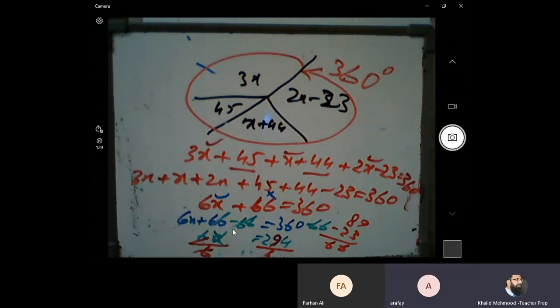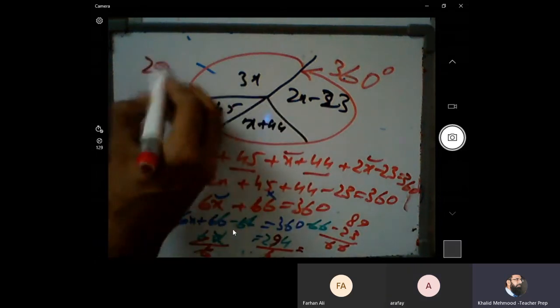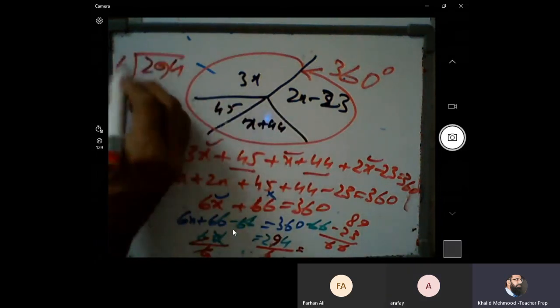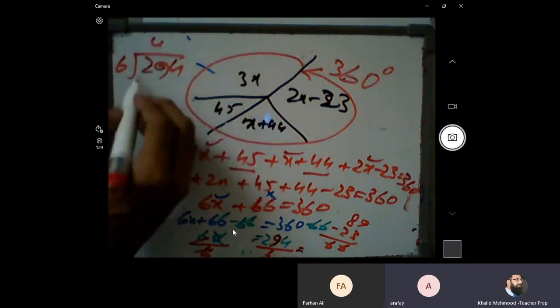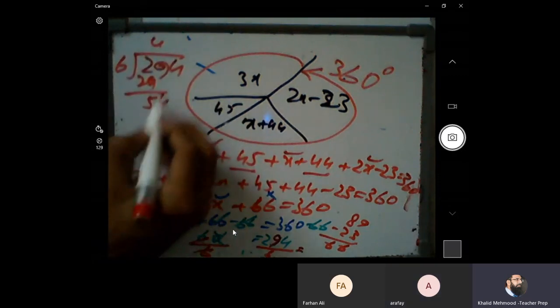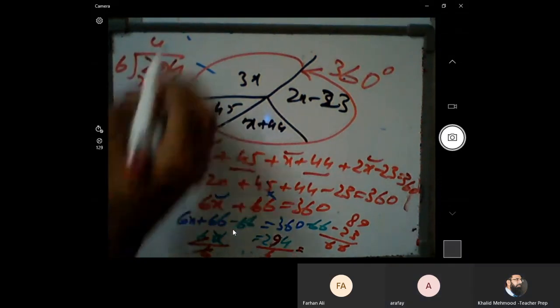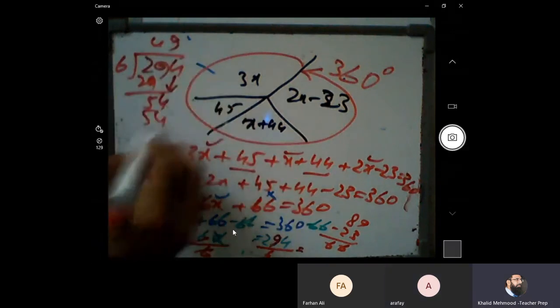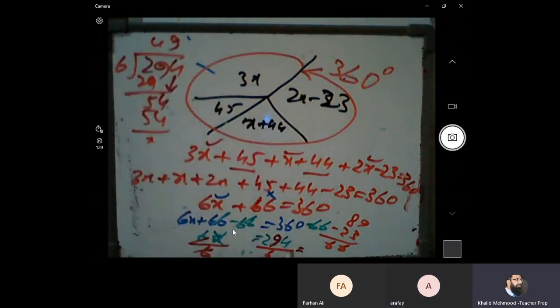294, we will be dividing it by 6. 6 fours are 24, and 5 and 4. 6 nines are 54. So this is 49. So x is equal to 49. So like this you can do it. Like this you may solve these types of problems which have angles at a point, and you see some sort of complicated equation, but you don't have to worry about this.